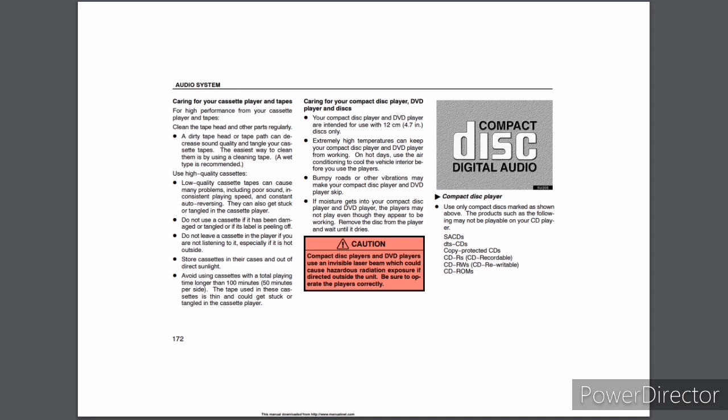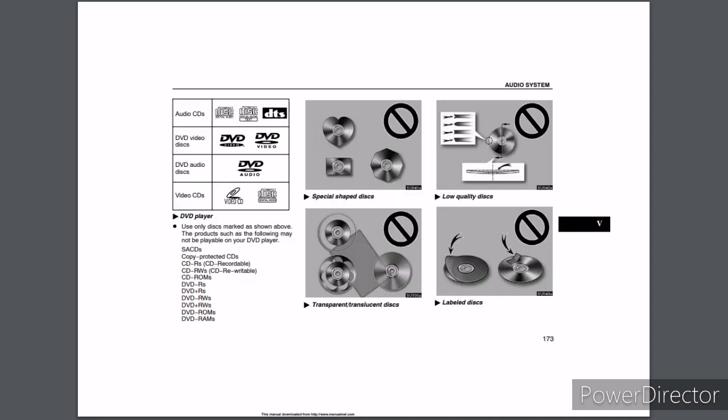Caution. Compact disc players and DVD players use an invisible laser beam which could cause hazardous radiation exposure if directed outside the unit. Be sure to operate the players correctly. Compact disc player. Use only compact discs marked as shown above. The products such as the following may not be playable on your CD player. SACDs, DTS CDs, copy protected CDs, CD-Rs, CD recordable, CD-RWs, CD rewritable, and CD-ROMs. Audio CDs. DVD video discs. DVD audio discs. Video CDs.